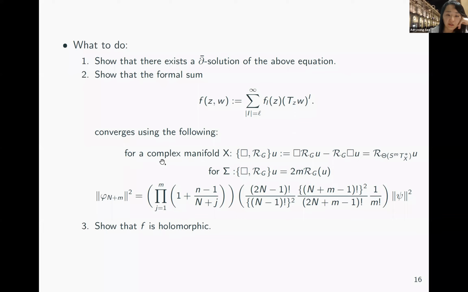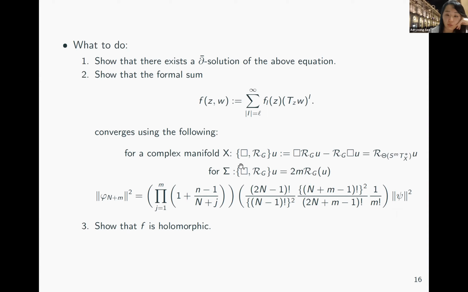So for a general complex manifold, we can prove that the commutator of this Laplacian and the raising operator should be the raising operator with respect to the Chern curvature. And then, if we use that the ball has a constant holomorphic sectional curvature, then we can show this raising operator with respect to the curvature should be equal to 2m RGU.